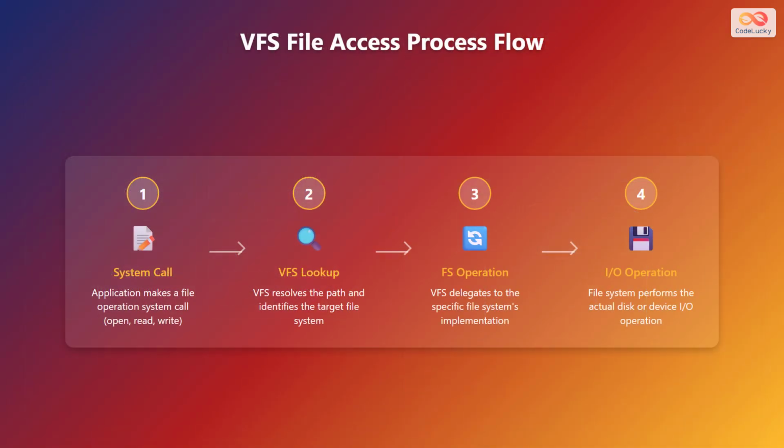The VFS file access process flow involves several steps. First, an application makes a file operation system call such as open, read, or write. Second, the VFS resolves the path and identifies the target file system. Third, the VFS delegates to the specific file system's implementation. Fourth, the file system performs the actual disk or device input-output operation.